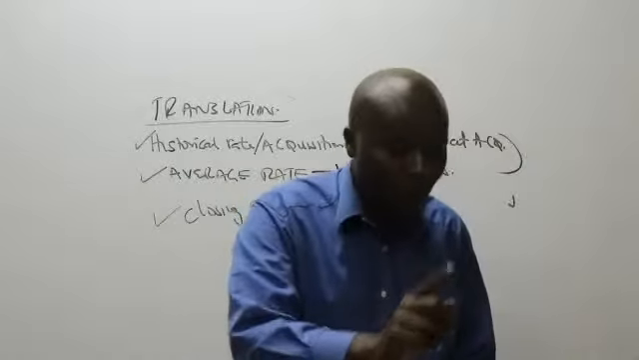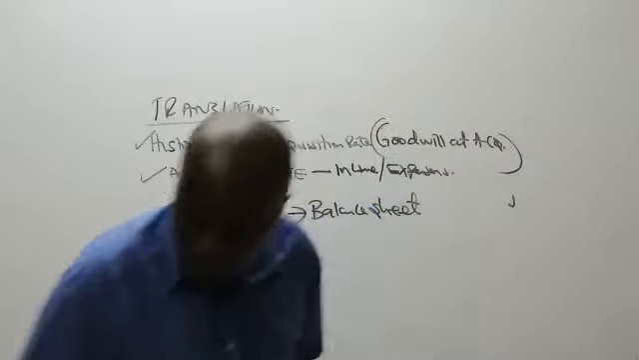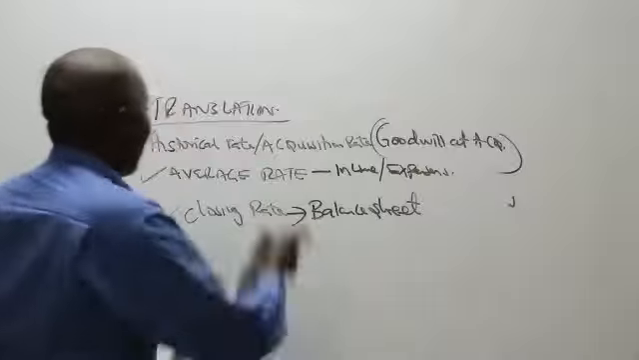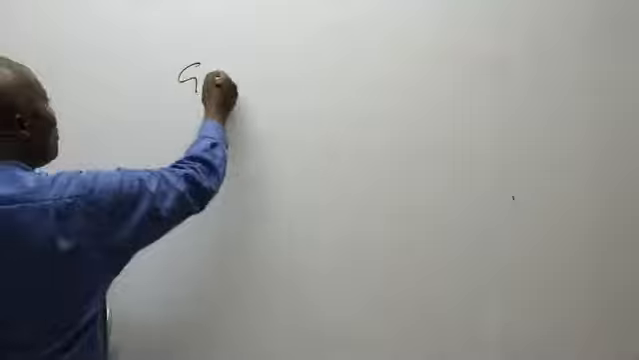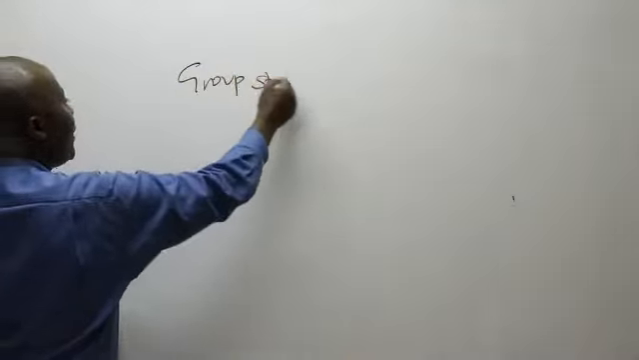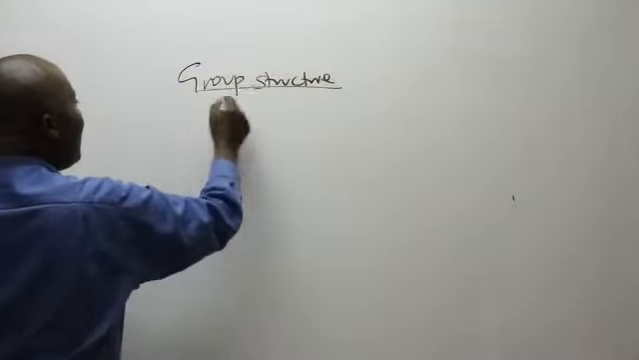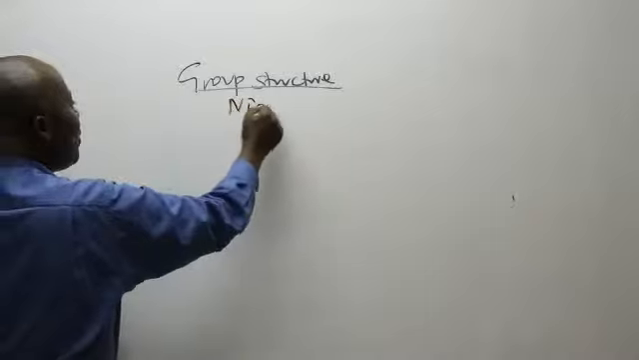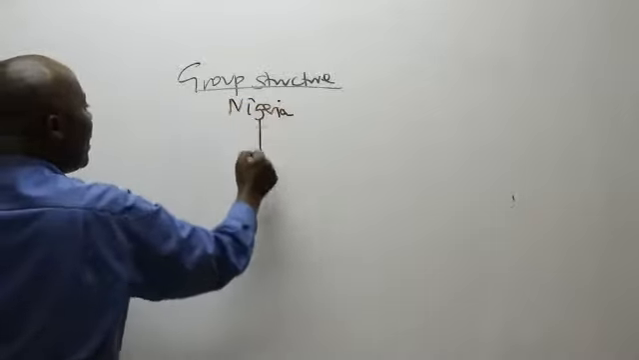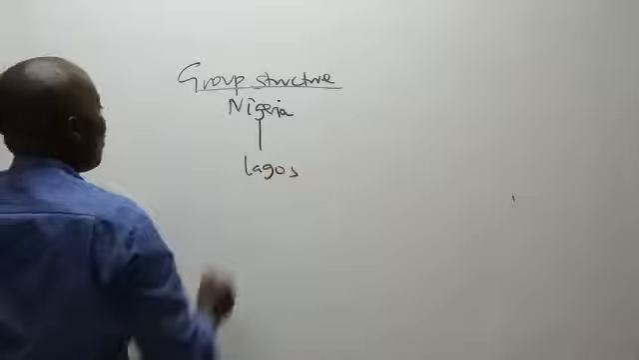Let's first find the group structure from there. This is a very easy question. So group structure, what do we have here? We have, ladies and gentlemen, a company, in this case called Nigeria, buying a smaller company called Lagos.